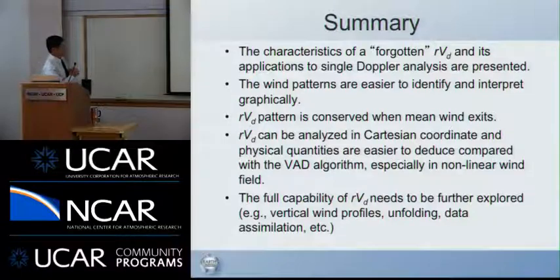And R times VD can be analyzed in Cartesian coordinates, and physical quantities are easy to deduce compared with the VAD algorithm, especially in a nonlinear wind field situation. Okay, that was the last part of my presentation. Finally, the full capability of R times VD still needs to be further explored. Okay, how do we interpret the vertical wind profile?